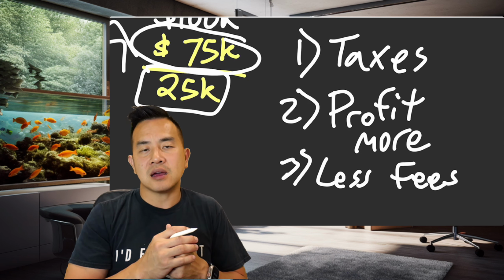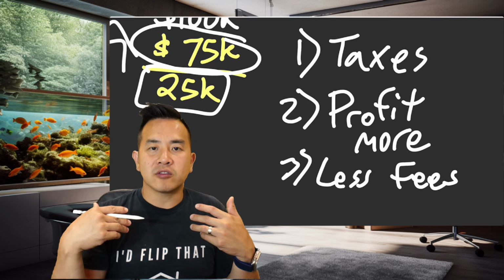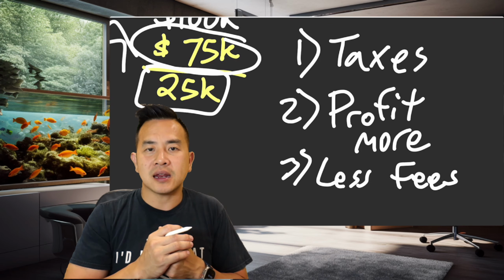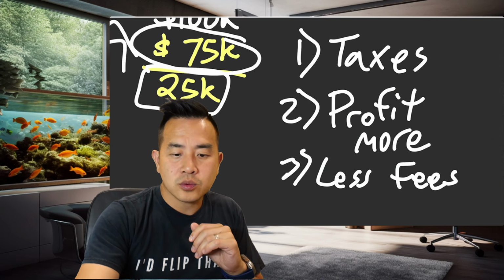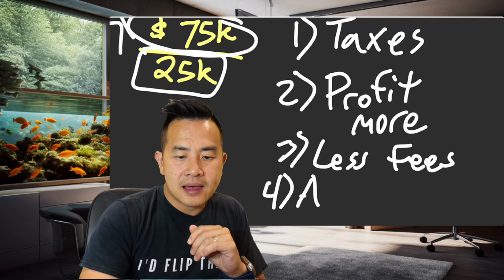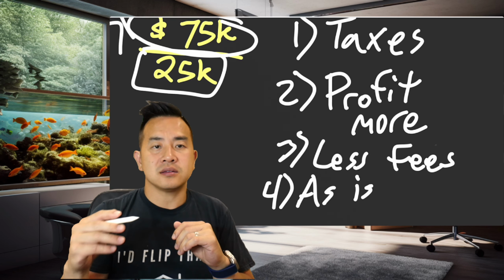So you can use that as a pitch as well, like, hey, sell it directly to me. I'm going to give you more money. You're going to save on taxes, and you're not going to have to pay any real estate agents. All right, here's the last one, number 4. Number 4 is as is.